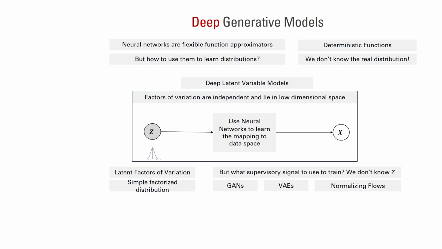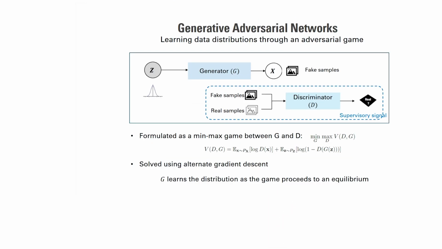That is where the classical deep generative modeling literature, like GANs, VAEs, and normalizing flows, differs: in what supervisory signal you use to train them. So let's look at a few of them. In generative adversarial networks, or GANs, what you really do is you pose the problem of learning the data distribution as an adversarial game.